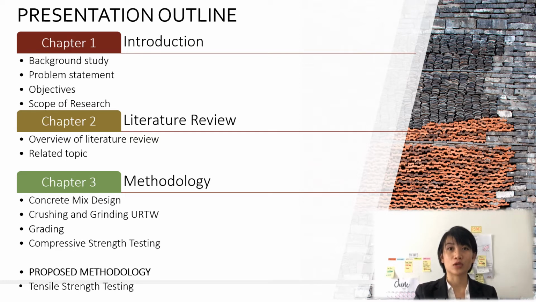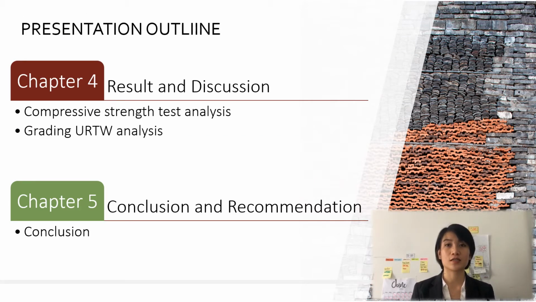The third one is methodology. In this topic, I'm going to briefly explain the method that I use for my project, the equipment, and the standard that I'm going to use for this project. The following topic is results and discussions. In this topic, I'm going to explain the compressive strength test analysis and grading URT analysis. As for my project, I have already done part of it, so I'm going to go into more detail on the results afterward. The next one is conclusions and recommendations. Also, I'm going to go through that in more detail afterward.